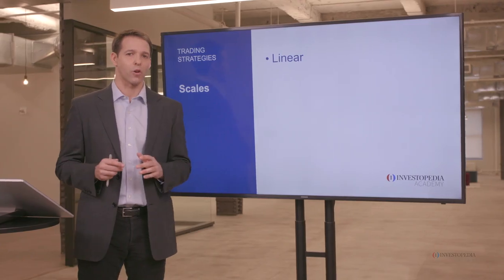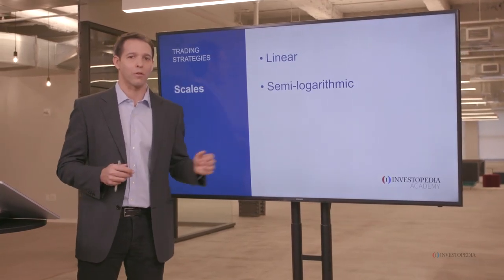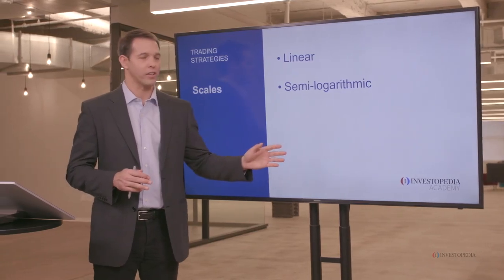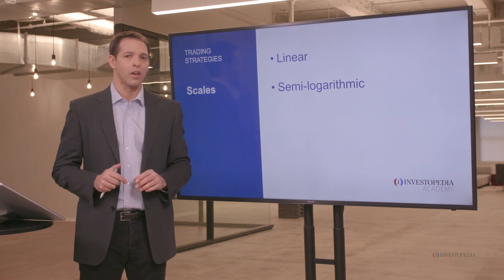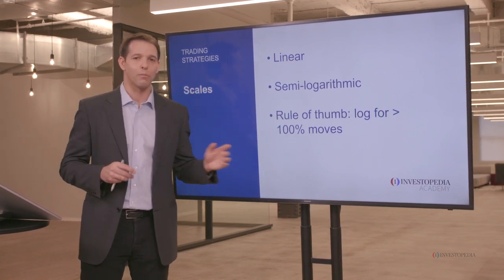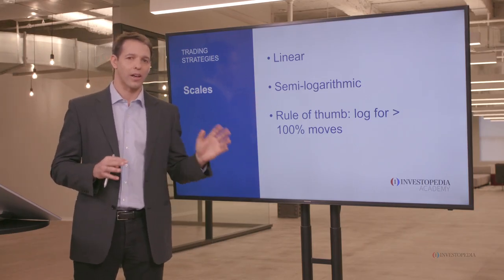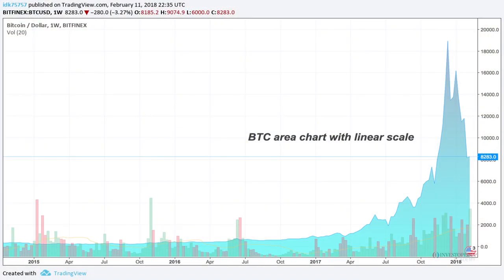The second type of chart that you want to use in the crypto markets is known as the semi-logarithmic. What this does is show you a percent price change that's the same all the way up on the y-axis, and I'll demonstrate that in a second. The rule of thumb that I use for crypto markets is if there's a price that moves over 100%, I want to use a semi-log chart to identify that price. Let's take a look at a few charts to see how this works in practice.